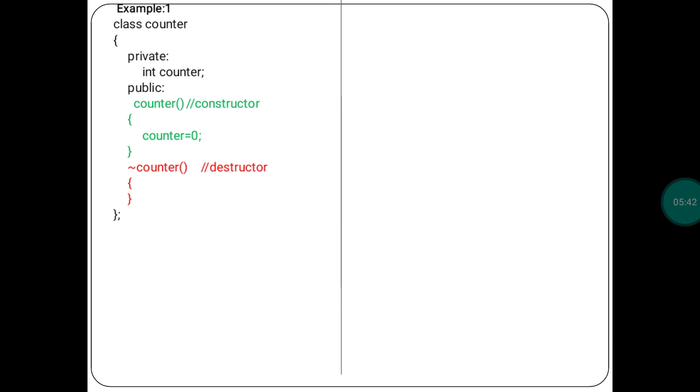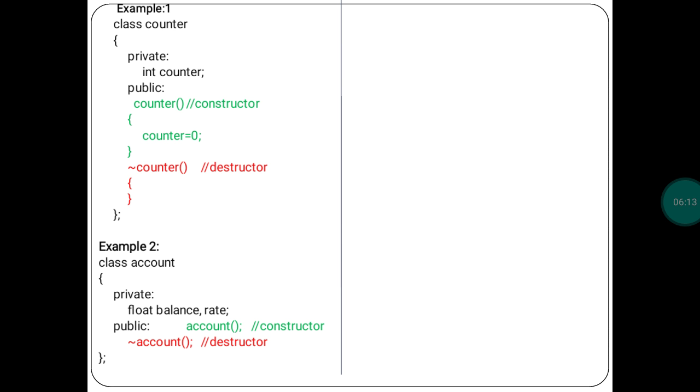Then close this one. Then use the destructor: the tilde operator with Counter. So here, whatever was allocated using the constructor will be deallocated. Close this one with a semicolon, so your class is closed. This is one simple example.